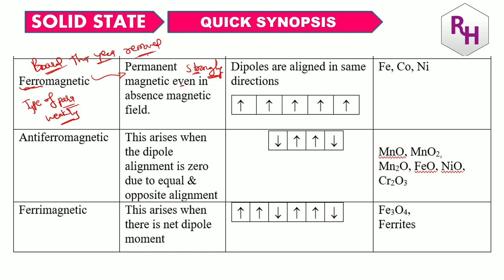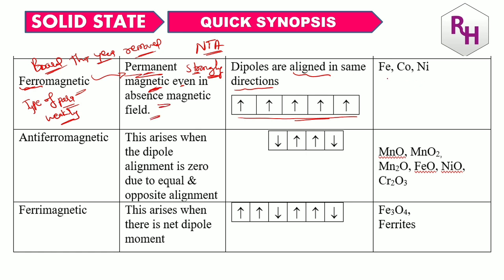Only for this year. So I have included it here because from NTA there is no particular notification whether this is there or not. Hence I have included it here. Very simple. Ferromagnetic, one example you have to remember. Dipoles aligned in the same direction, all in the same direction, is called ferromagnetic, and results in permanent magnets, permanent magnetism even in the absence of a magnetic field.